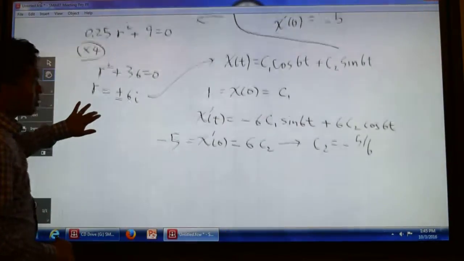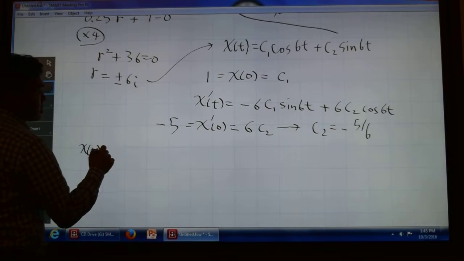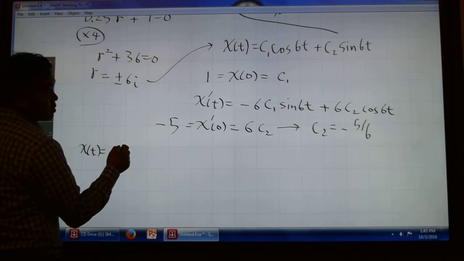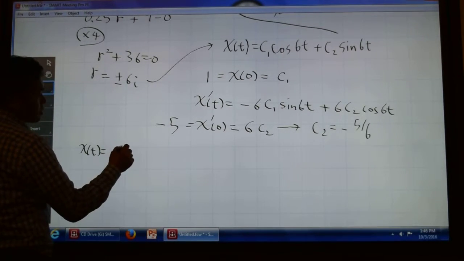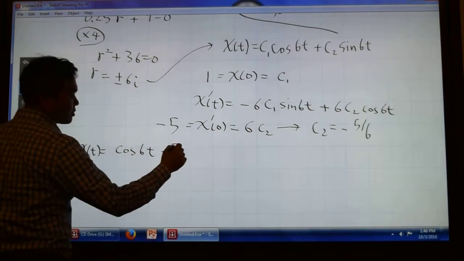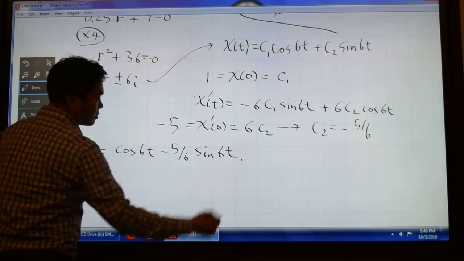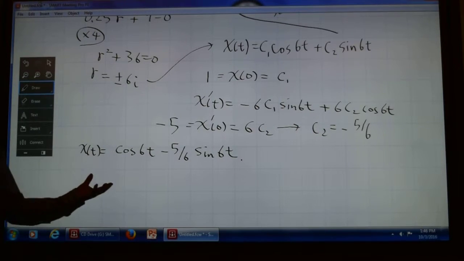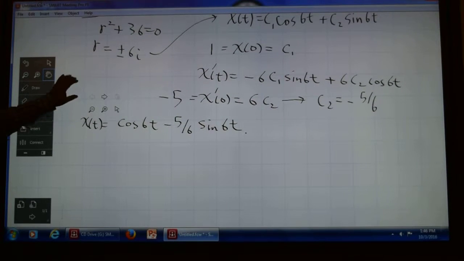Therefore, you get the answer as x of t equal to, what do we have? C1 is 1, so it's 1 times cosine 6t, and then minus 5/6 sine 6t. You can say that this is the solution to the mechanical system described.